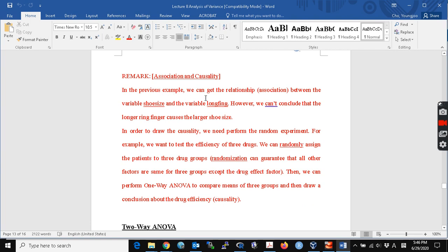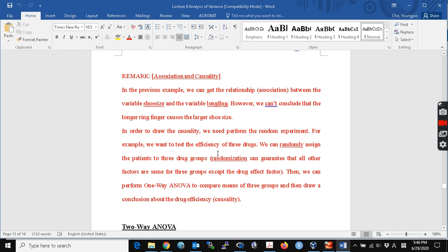In the previous example, we found the association between shoe size and the long fin. However, we cannot conclude that the long fin causes the larger shoe size, which is scientifically unreasonable. This study is not a randomized experiment, so we cannot establish causality here. We can only see the association. If we want to draw causality, we have to have a randomized experiment.